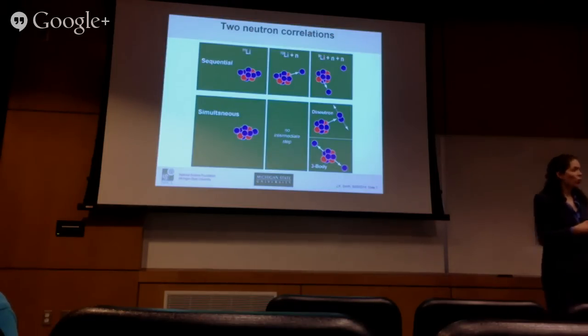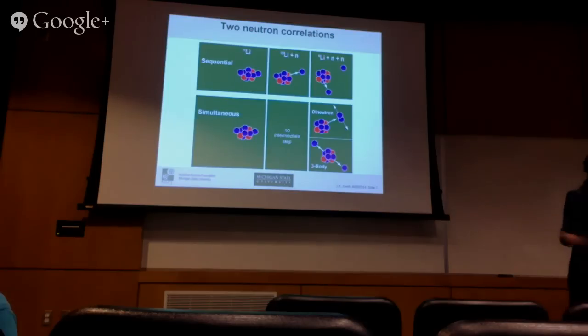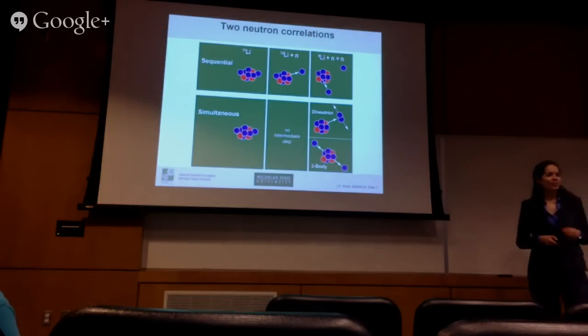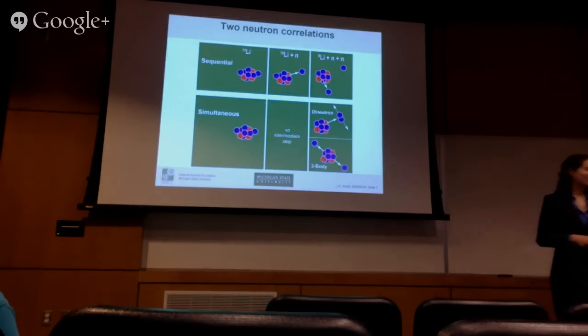And if they're emitted simultaneously, how are they emitted? Are they emitted in a correlated fashion, what we would call a dineutron model? Or are they emitted in a three-body phase space kind of way, where there are absolutely no interactions between the three particles? This is the second goal of our experiment, to determine the decay mode of the unbound excited states in lithium-11.